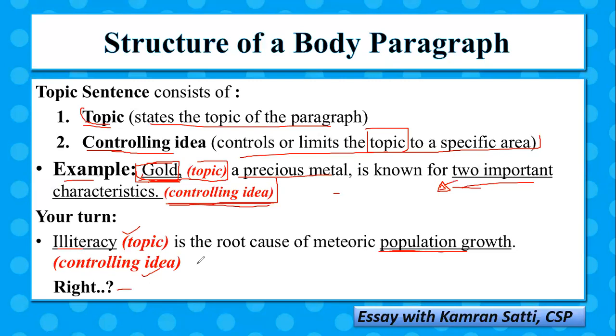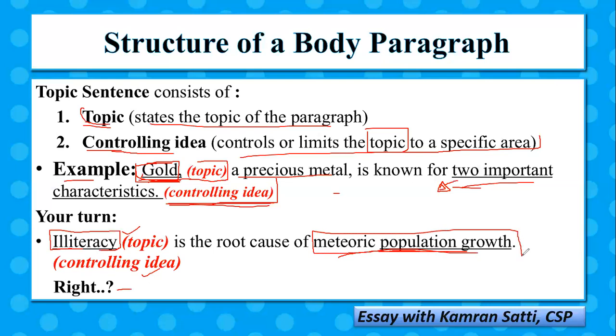So I hope that you have guessed it right. Remember, the topic in the topic sentence doesn't have to be the first word. What matters is what the particular word illustrates. Now read it once again: illiteracy is the root cause of meteoric population growth. Here, meteoric population growth is not the controlling idea. It's the main topic of this particular body paragraph.